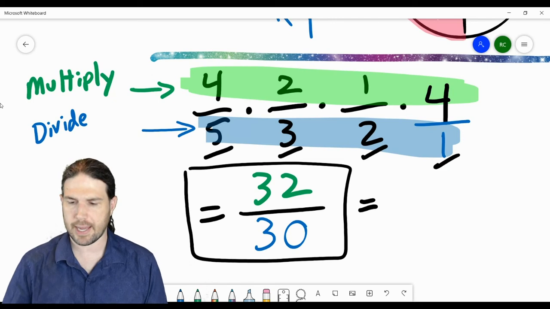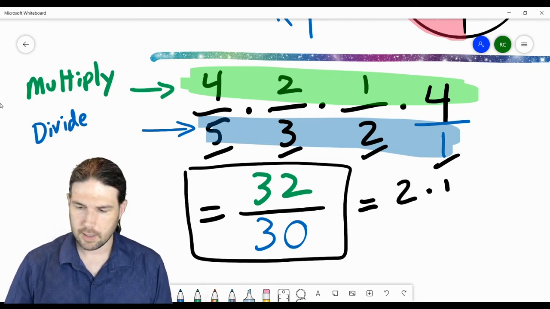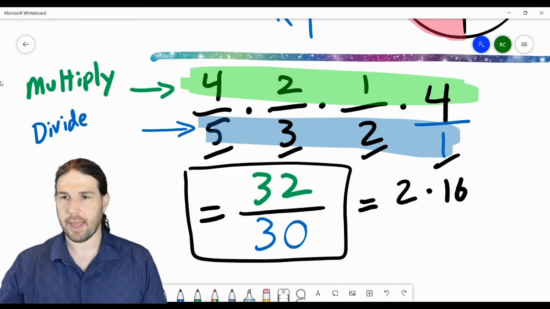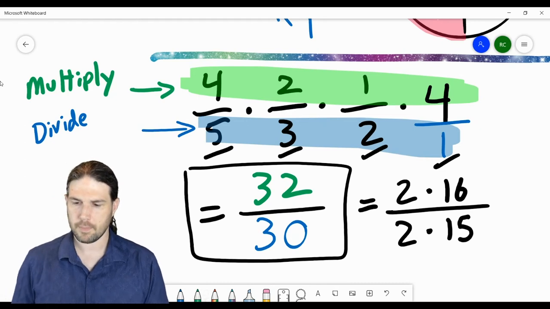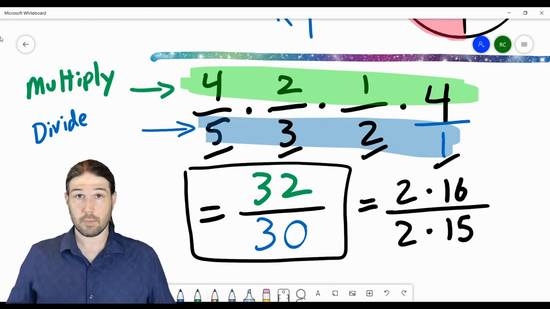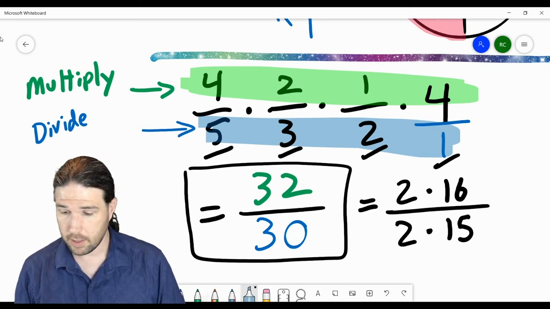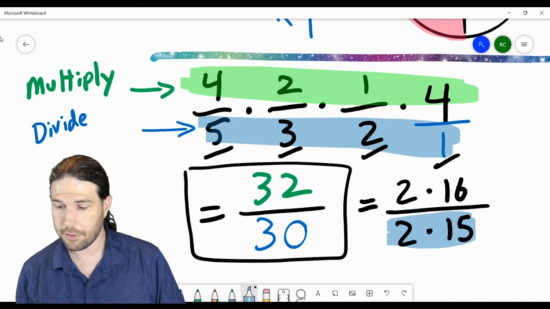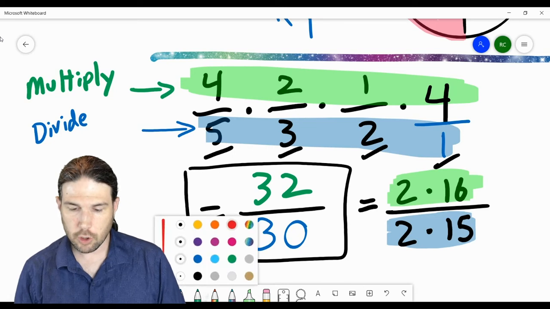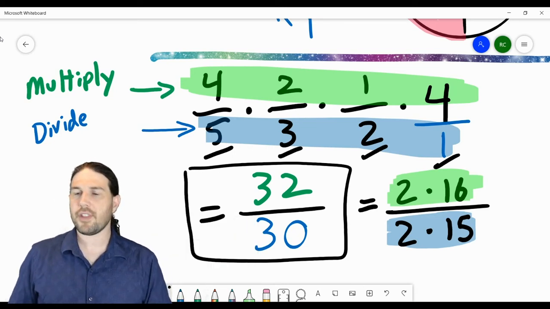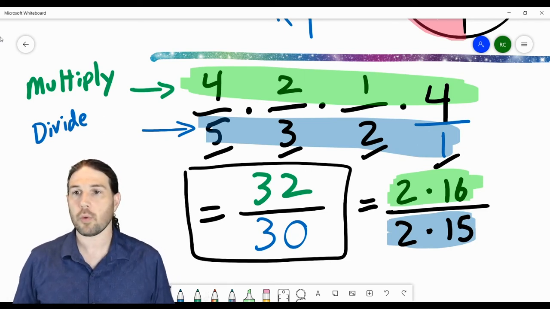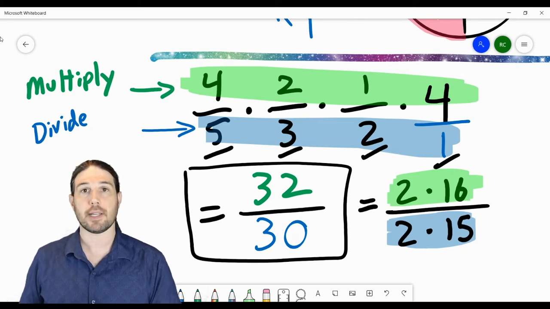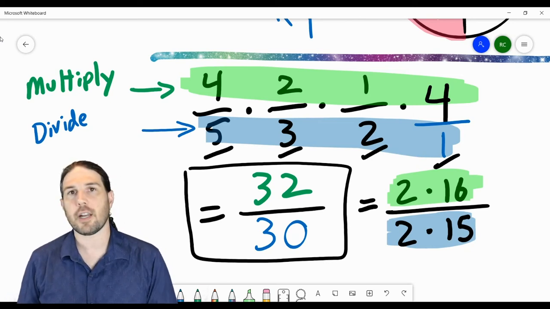32 is the same thing as 2 times 16, right? And 30 is the same thing as 2 times 15. I hope I haven't confused anybody yet. This is the exact same thing, right? We still have the same 30 on the bottom, and we still have the same 32 on the top, but you'll notice that we've got this 2 divided by 2. And again, since multiplication can be done in whatever order we want, we can take care of this 2 divided by 2 right away. And what is 2 divided by 2?